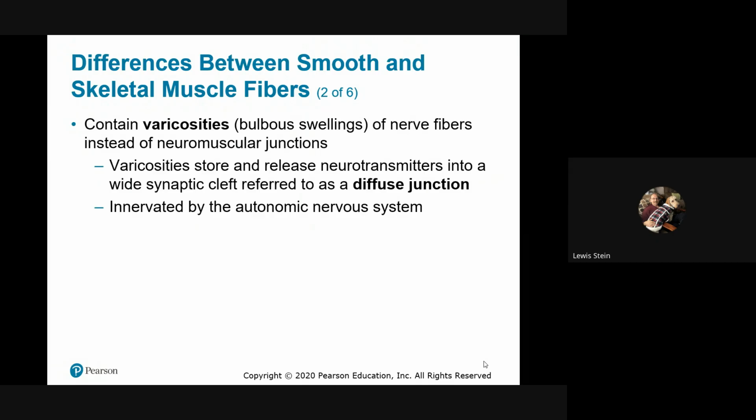They call them varicosities. That's where the nerves contact this area and have a bulbous enlargement, which is by definition what a varicosity is, even though we classically see it in veins. And it's a synapse, except because it's wide, they call it a diffuse junction. When we get to autonomic, you'll see the principal neurotransmitters are either acetylcholine or norepinephrine, which are released by the autonomic nervous system, which we have not gotten to.